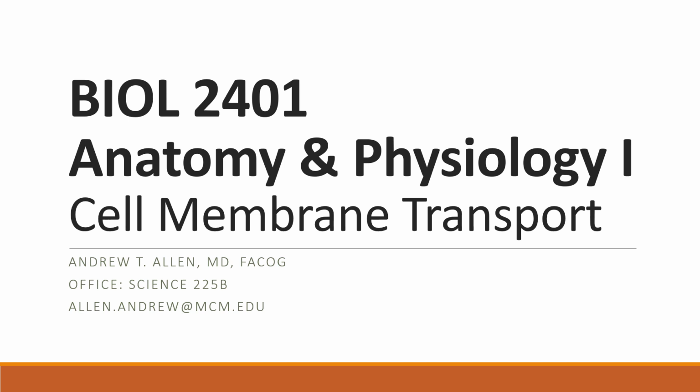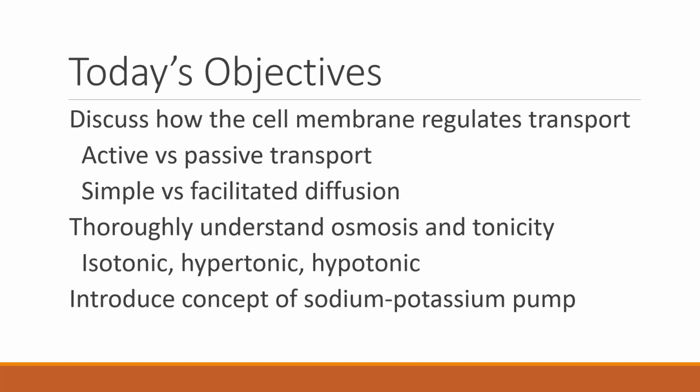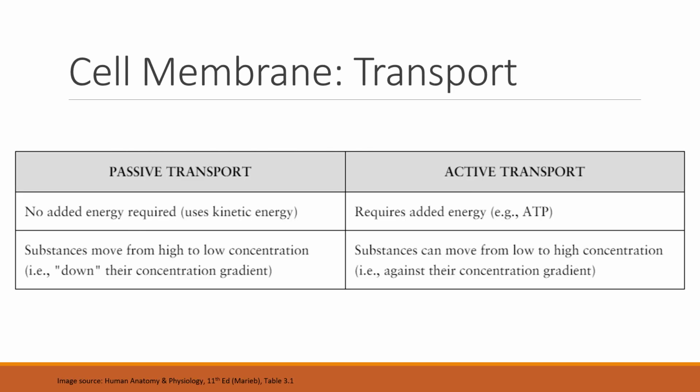We're going to talk now about various ways that things could be transported across the cell membrane. This transport can either be through something called active transport or passive transport. It could be by diffusion, whether it's simple or facilitated. We're going to talk about osmosis and tonicity as well, and a little bit about this thing called a sodium-potassium pump. Let's go ahead and get started.